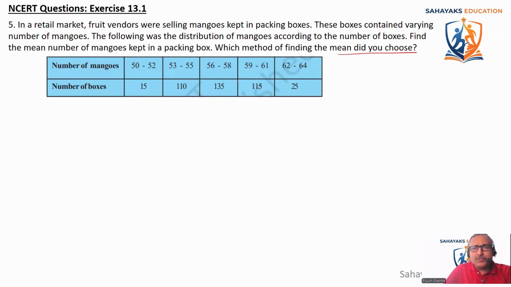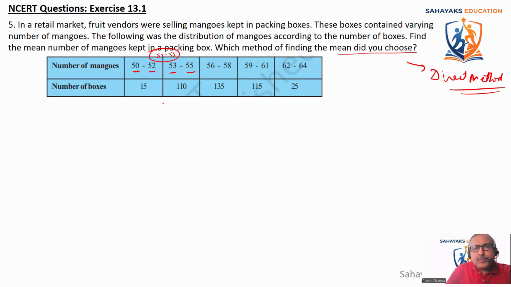Okay, see, we can choose any method. But see here, if you see 50 to 52, 53 to 55, what about 52 to 53? It's not mentioned. It is not sequential. If it is not sequential, it is better to use the first method, the direct method. So we are going to use the direct method.